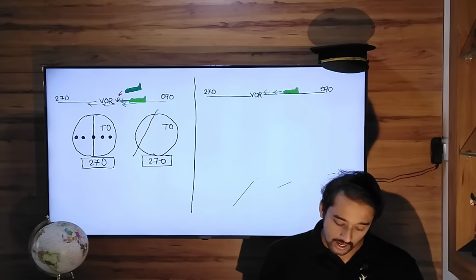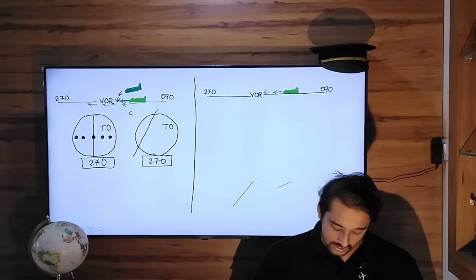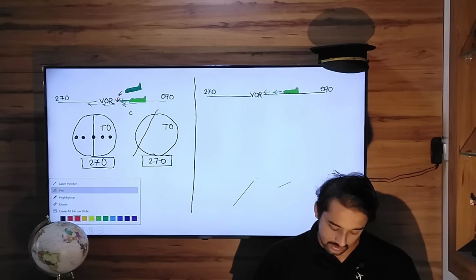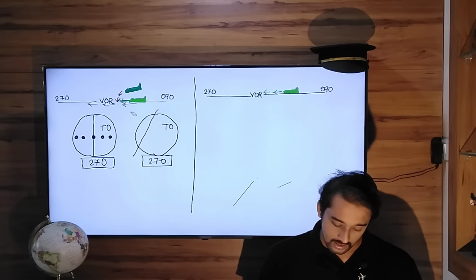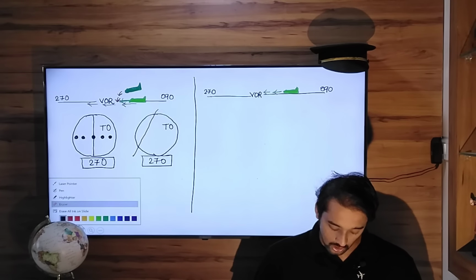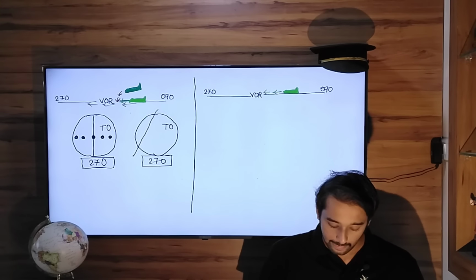Other possibility: if your aircraft is deviated or gets drifted to its left hand side due to some crosswinds, what will happen?